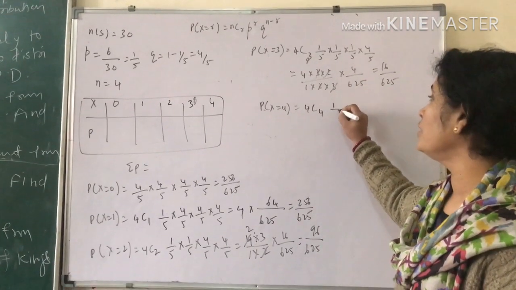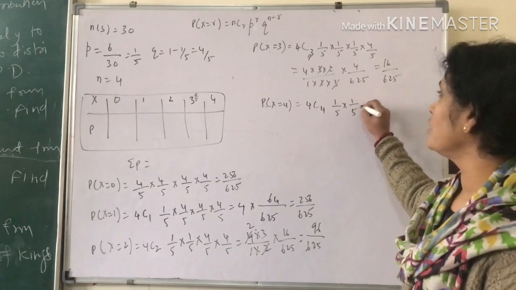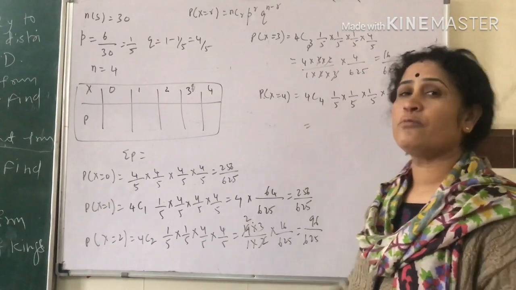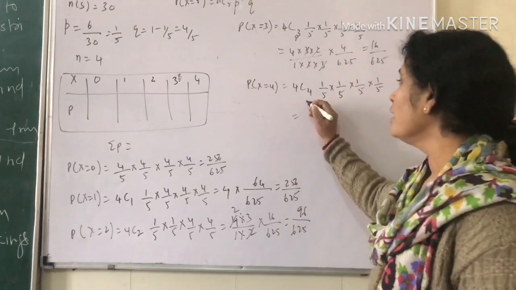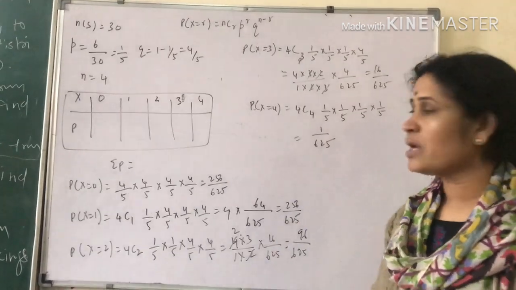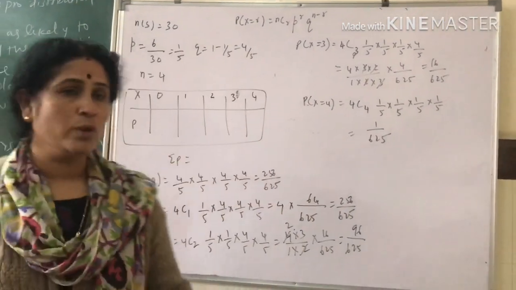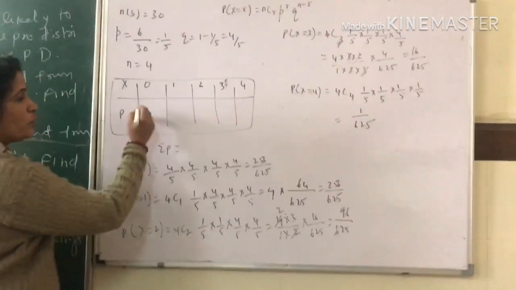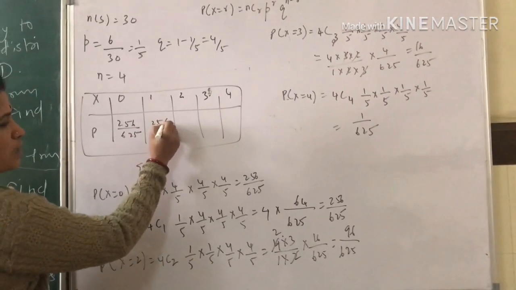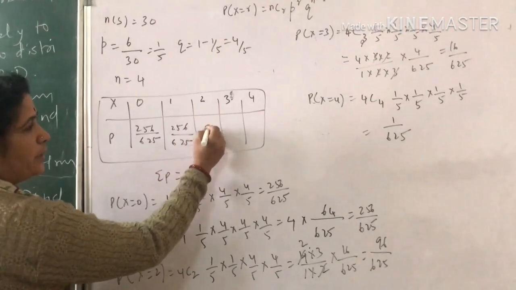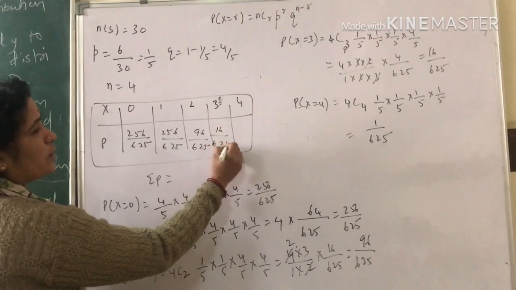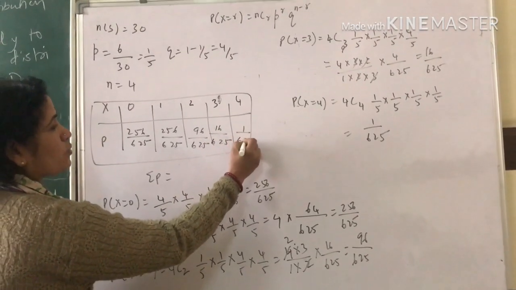That's it. 4c4 into, then out of 4, 4 is defective. So 1 by 5 into 1 by 5 into 1 by 5. That is quite easy if you are finding one time success. Okay, fine. Now 4c4 becomes 1 out of 625. Now I am replacing all probabilities here, whatever I made in the table. So that is equal to 256 upon 625 and then 256 upon 625, again 96 upon 625 and then 16 upon 625 and then 1 upon 625.